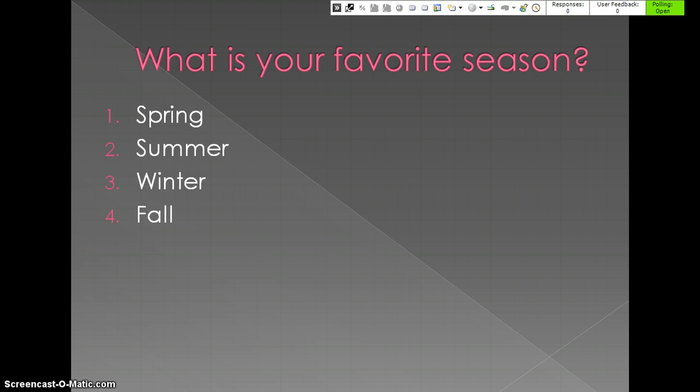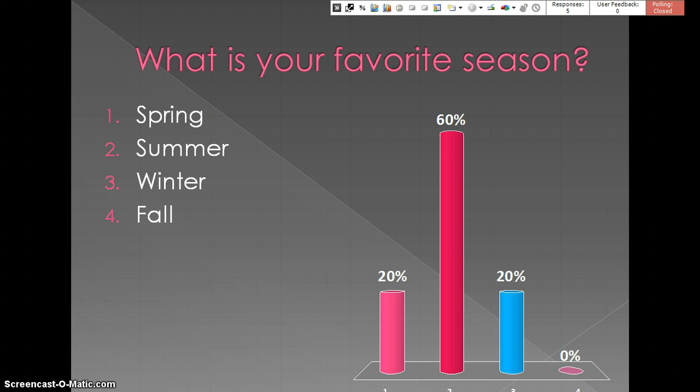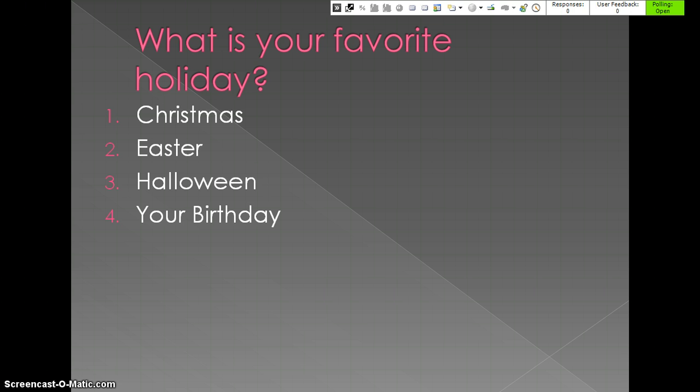Our first question says, "What is your favorite season?" And notice as the responses start coming in that you can see that in the responses box at the top of the page. Once all responses are in, we are ready to advance and close the polling. And we can see from our graph that 60% of our participants chose summer as their favorite season, whereas no one chose fall. Let's continue with our next slide.